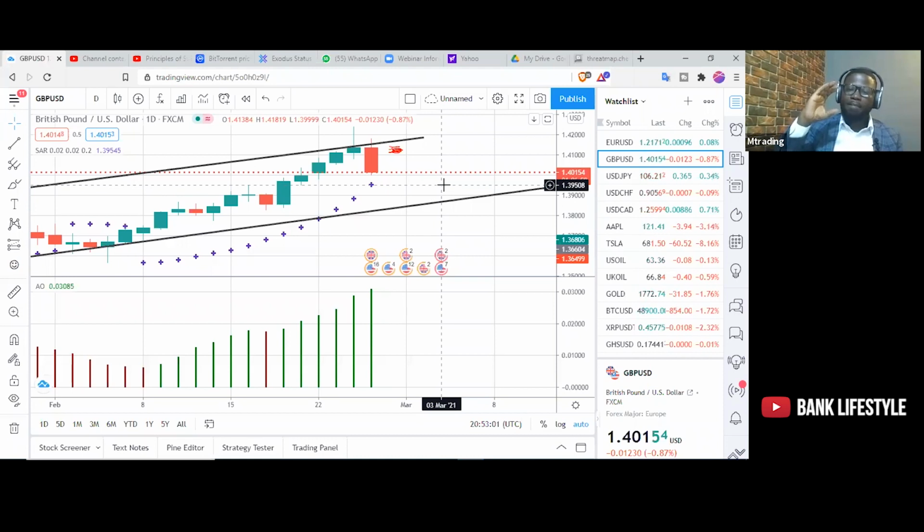So the difference between the fast moving average and the slow moving average: the figure for the fast moving average is small, and the figure for the slow moving average is a big figure. The fast moving average is closer to the chart, closer to the candlestick, and the slow moving average is more apart from the candlesticks.